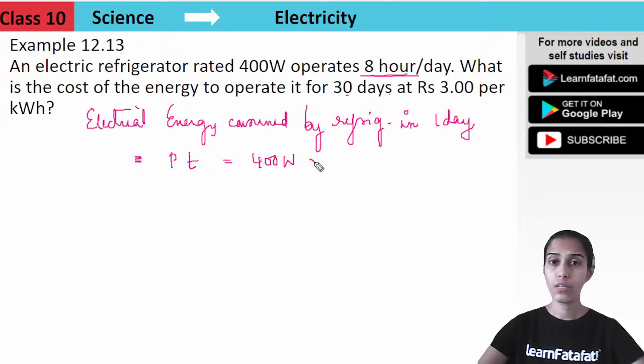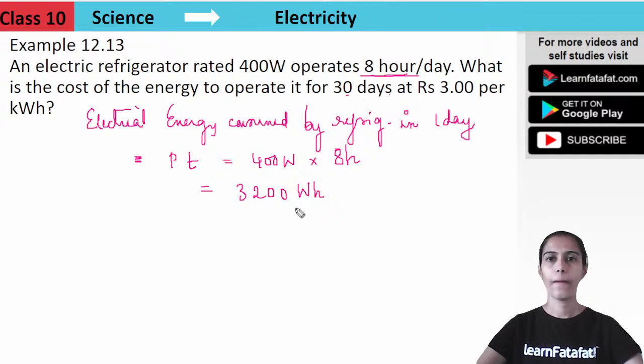Write the units here, it's very important. And time, in 1 day it is being operated for 8 hours. So my energy consumed here will be 8 4s are 32, 3200 what? Watt hour. Okay.